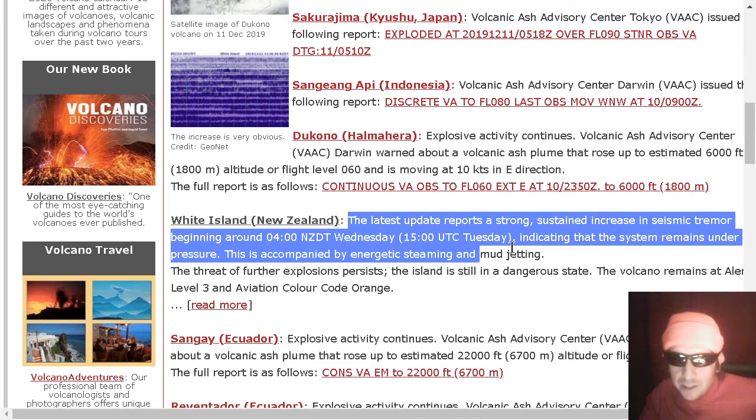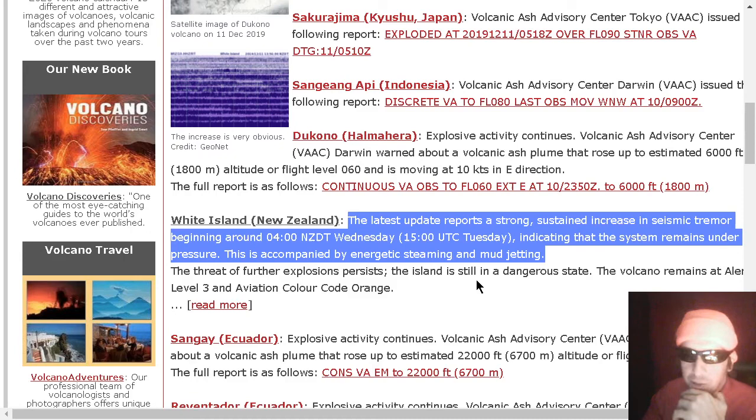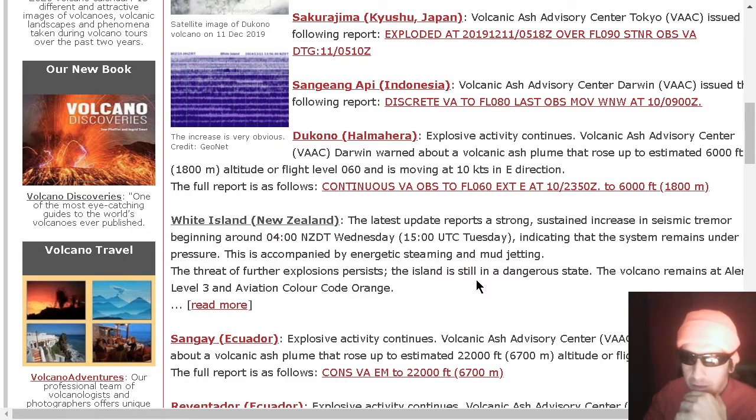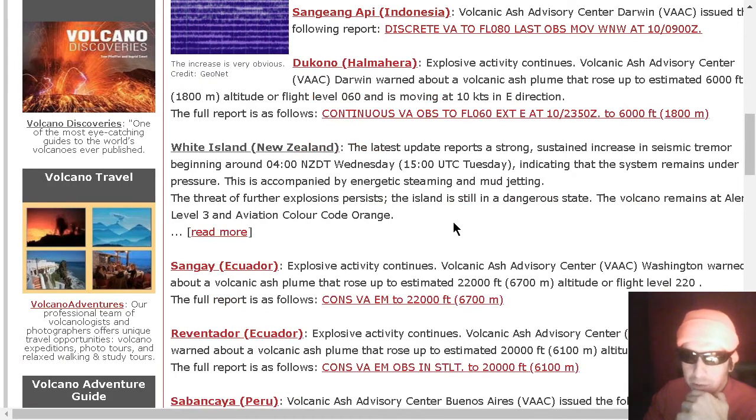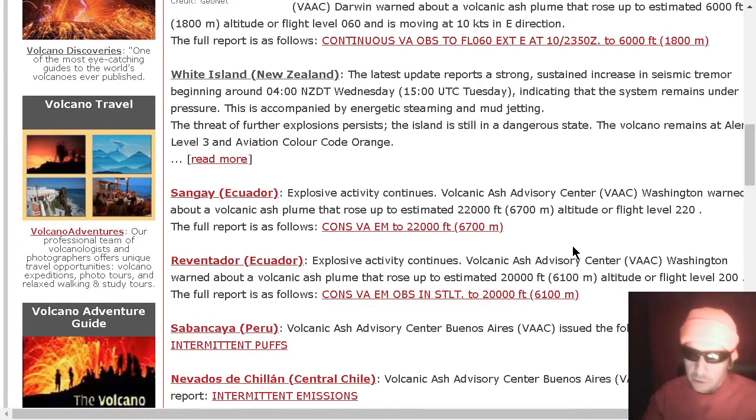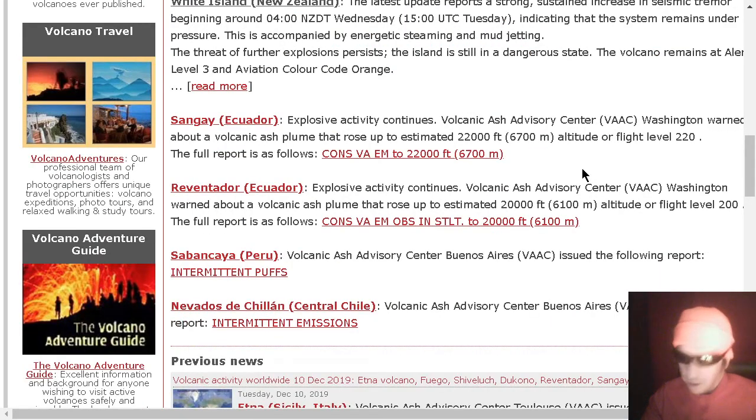Sustained increase in seismic tremors beginning just this morning, just a few hours ago, folks, indicating that the system is still under pressure and we're seeing energetic steaming and mud jetting. So I wouldn't be hanging around the White Island volcano. Fortunately, it's pretty far off the coast, and as long as you don't do something stupid like land a boat on the island or hang out within a mile of it or so.